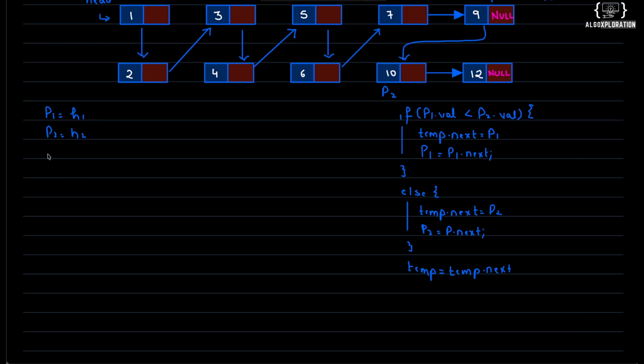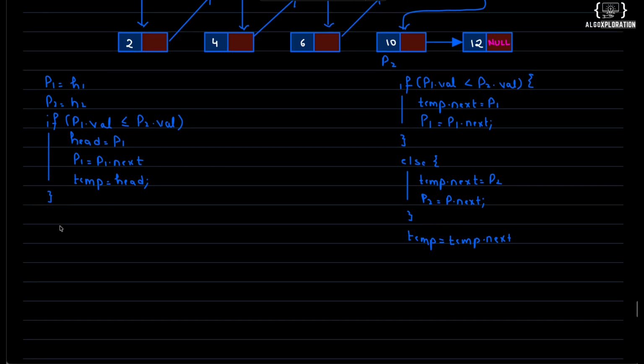Now I'll check if P1 dot val is lesser than or equal to P2 dot val. It means that among these first nodes, P1 is minimum, right? So new head will be P1, and I need to shift my P1 to P1 dot next, and have temporary pointing to head. So this is for comparing the first nodes.